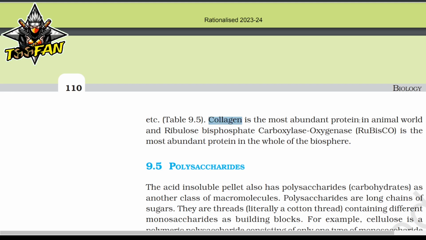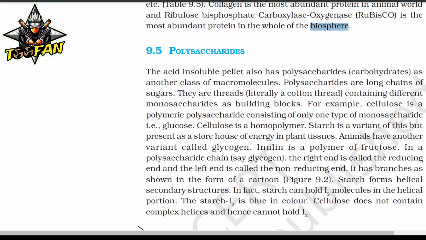Collagen is the most abundant protein in the animal world and Rubisco is the most abundant in the whole biosphere. Polysaccharides: the acid insoluble pellet also has polysaccharides, carbohydrates, as another class of macromolecules. Polysaccharides are long chains of sugar. They are threads, literally like cotton threads, containing different monosaccharides as building blocks.